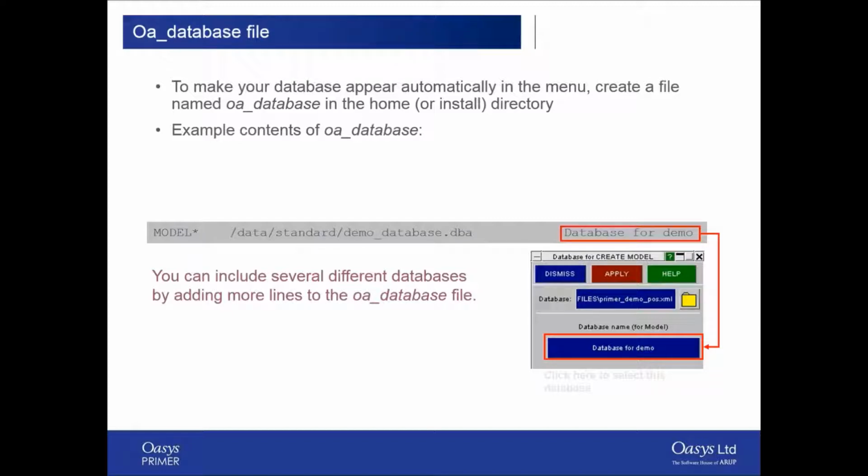So this is how to get that button to appear on the panel. To make your database appear automatically in the panel, you create a file and you call it OA_database, and you keep that in the home or install area. If you're familiar with the preferences file and how that works in Primer, you keep this OA database file in the same place as your OA pref file, which contains your preferences. Basically it points towards a database that lives on the system. When you have that line in there, this button will appear on that panel. It just makes it a bit easier to read in the database rather than navigating for it each time.